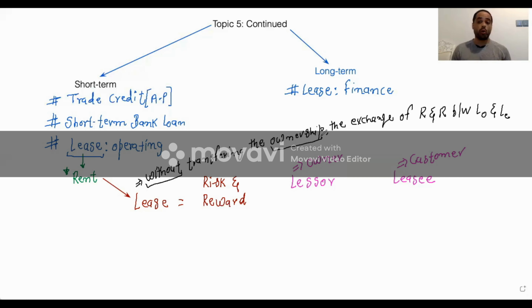We have 7 parts. Yes, 7 parts involve hire purchase, right? The second one was the bank overdraft. Third was bank loan. Fourth was building society. Fifth was trade credit. Sixth was lease. And one more, I guess, factoring. Yes, so 7, factoring. So we have 7 short-term sources of finance.